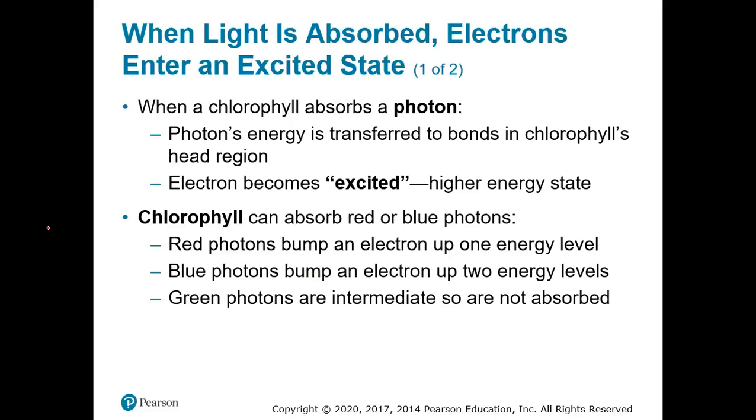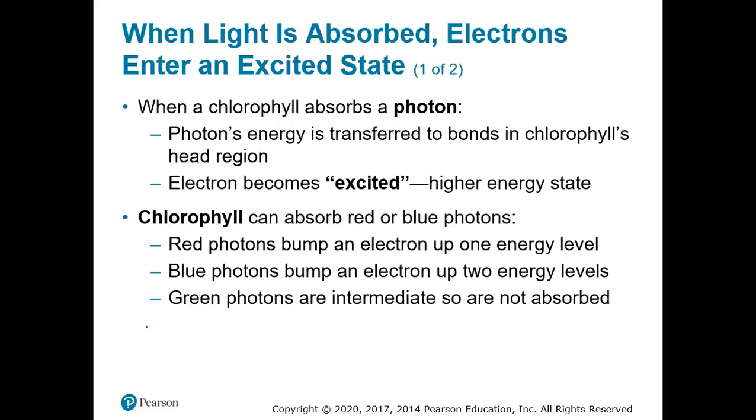Now, when chlorophyll absorbs a photon, so when that light energy hits that chlorophyll molecule, the photon's energy is going to essentially be transferred to some of the bonds in that head region of our chlorophyll. And if an electron is in that head region, our electron can become excited, which we just mean, when we say excited, a higher energy state.